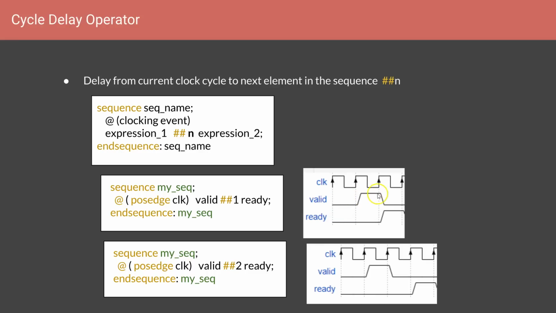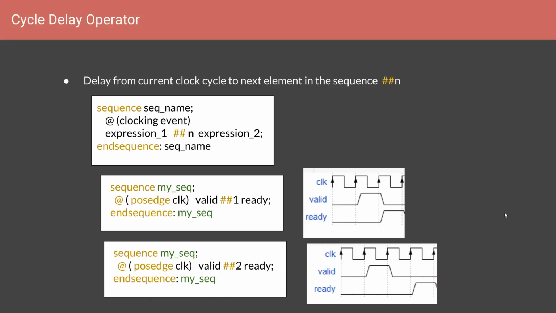Once valid is true, at this clock valid will be evaluated as true, and in the next clock cycle ready should be evaluated as high at this point. So instead of 1, if you are giving 2, like valid ##2 ready, it will be like after valid going high, after exactly 2 clock cycles, 1 and 2, the ready should be evaluated as true.